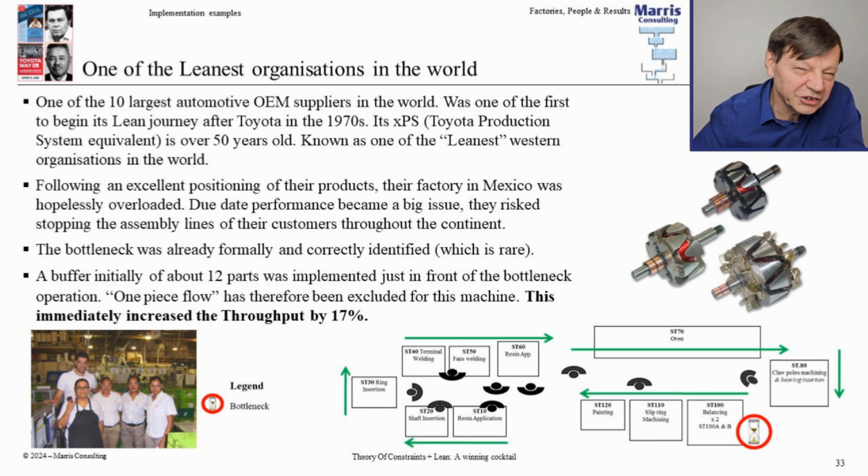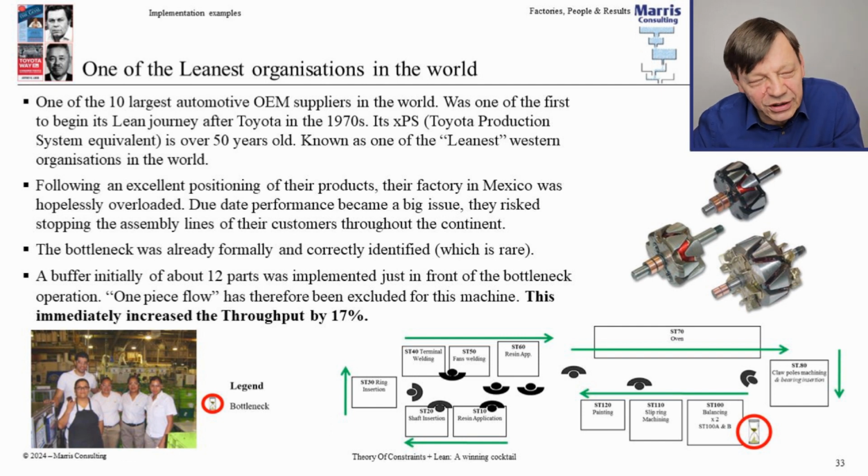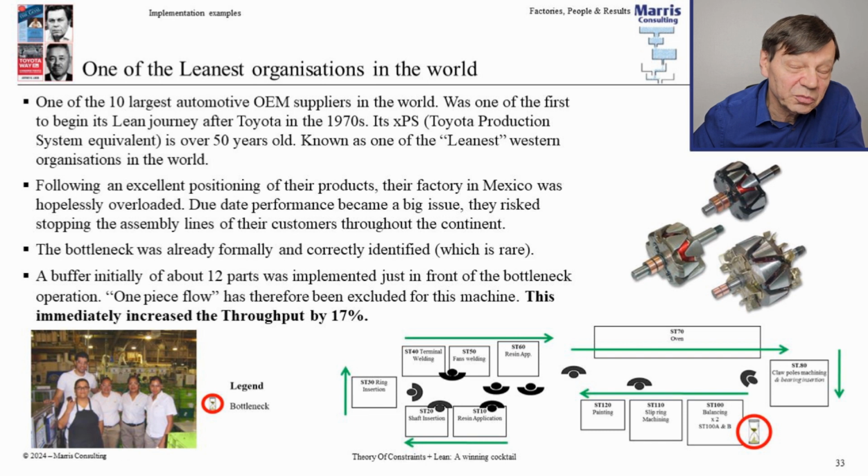By implementing the theory of constraints on the 1,000 person factory, in 15 minutes we increased the throughput by 17%, because the constraint had been properly identified. We buffered it with 12 parts in front of it, and that absorbed all the micro stoppages that were happening due to problems upstream, and that led to a big increase in throughput.